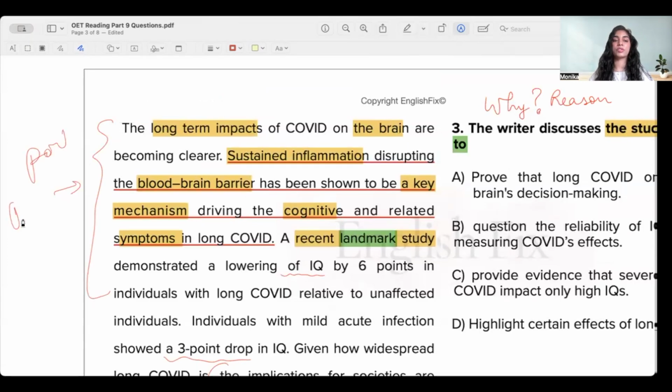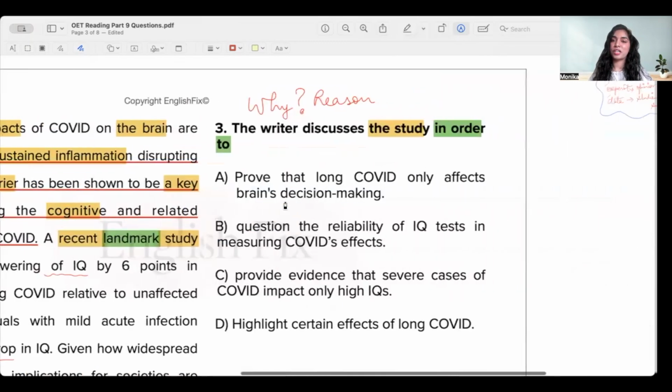And this is where my answer is. But this is where the answer is. Let's go to the answer options now.